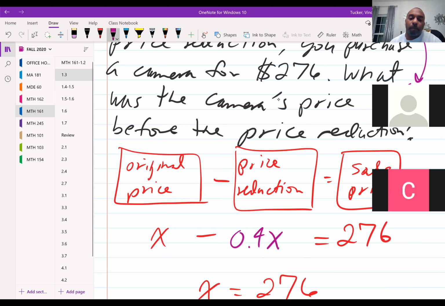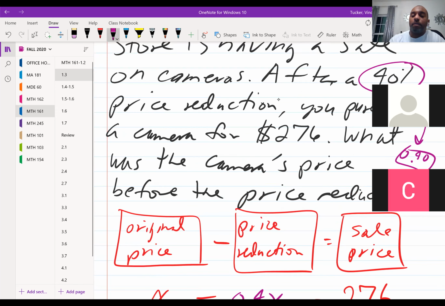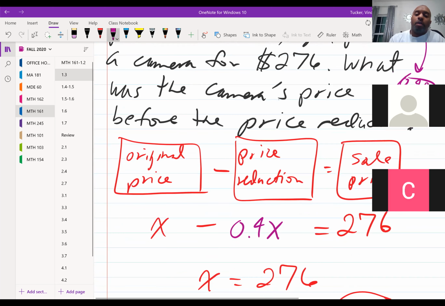Could you explain how you got the 0.4X again? Well, we got the 0.4 from right here, the 40%. And then when you're talking about 40%, you're doing 40% of something. So that 40% will never stand alone. You should not do X minus 0.4 equal to 276 because the 40% had to be applied to something. So if you're talking about of something, it's of the original price. And our original price is X. We don't know what it is. So that's why it's 0.4X. Okay, thank you.